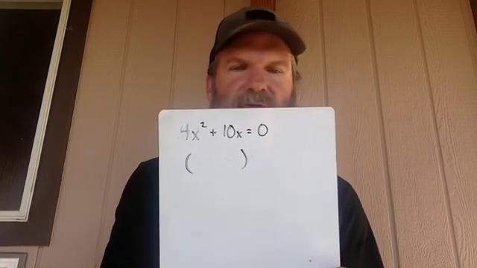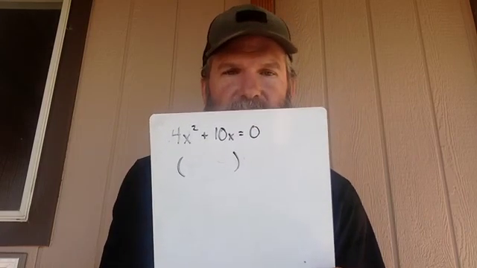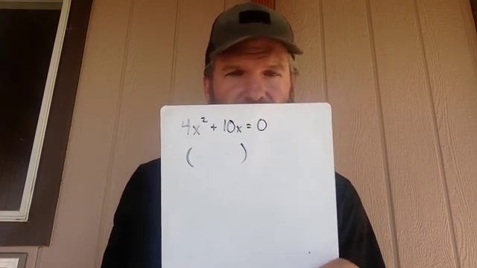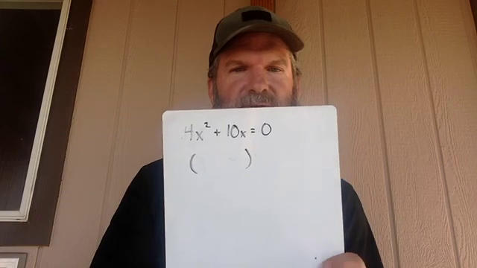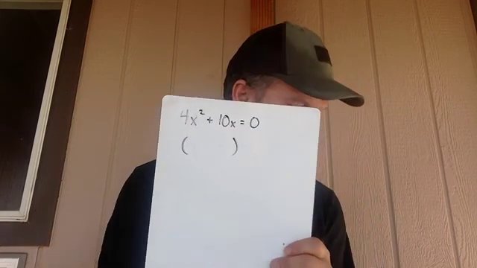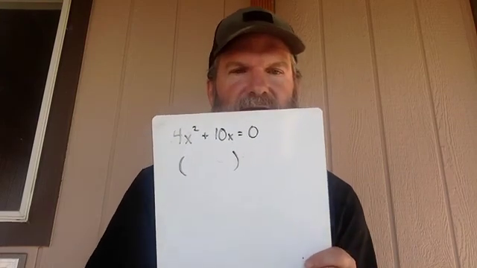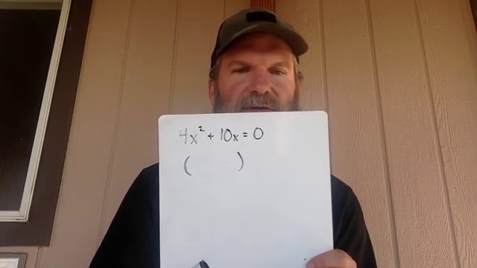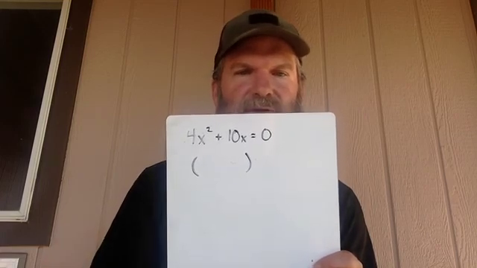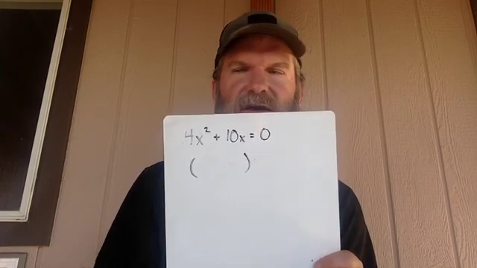Well, you can always use the quadratic formula, which is long and not very fun for most people. Or you could try and factor this. You could try and simplify it. You can try and pull the greatest common factor out of both of these terms. In other words, what's the biggest thing that goes into 4x squared and 10x evenly? What's the biggest whole number integer, and what's the biggest value of x?